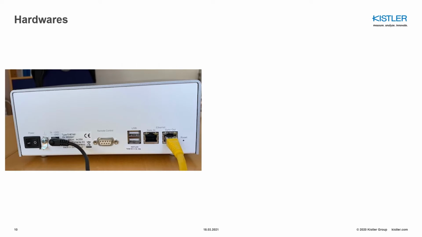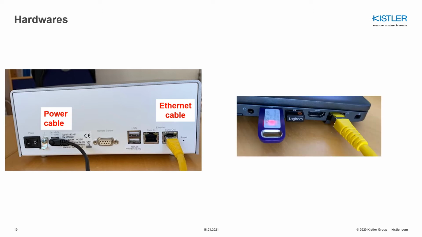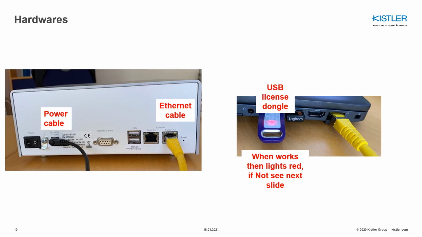On the LabAmp, we have the power cable, and we need the Ethernet cable that brings the data from the data acquisition LabAmp to the computer. We have the USB dongle that you place in your USB port on your computer, and the red LED light here should be on when it's working.